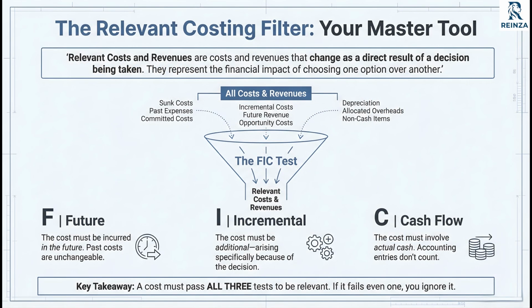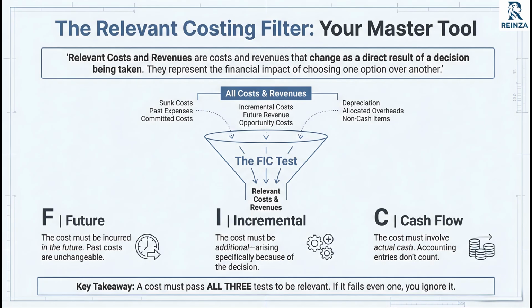Let us start with the most important concept you will learn today: the FIC test. This is your master tool for filtering out irrelevant information. First, let me give you the formal definition. Relevant costs and revenues are costs and revenues that change as a direct result of a decision being taken. They represent the financial impact of choosing one option over another.